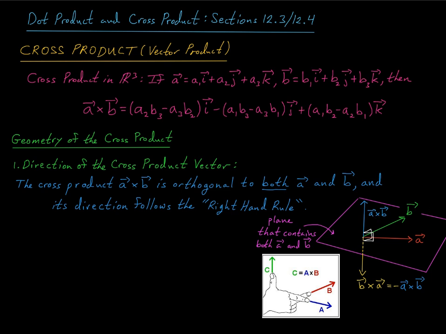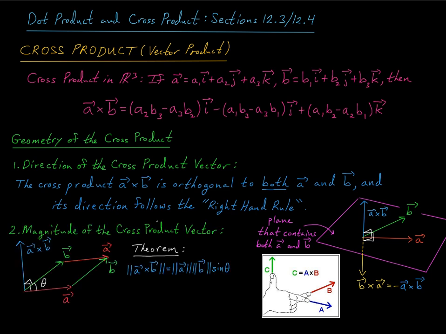Okay, cool. Now let's turn to the magnitude of the cross product vector. We have this theorem that looks very similar to our main result on dot products. It says that the magnitude of A cross B is equal to the product of the magnitudes of A and B times the sine of the angle between the vectors, theta.